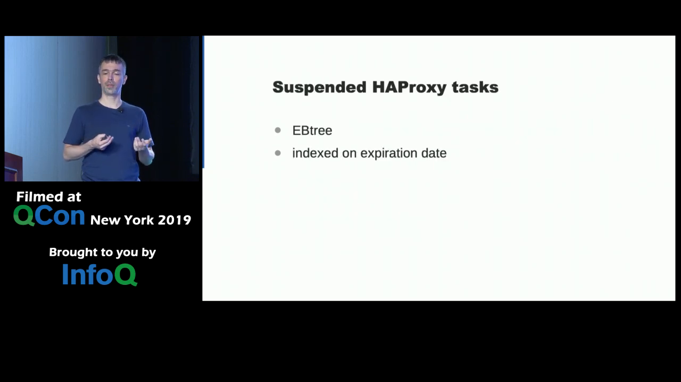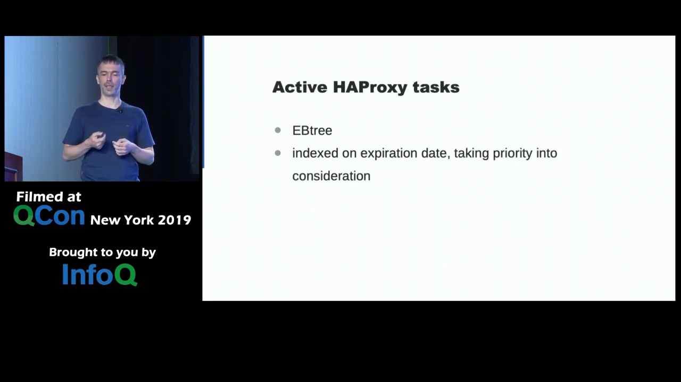And we're going to have a group of suspended tasks. So this is where we're going to have an EBtree, index on the expiration date for those tasks in this tree. And we're going to have a group of active HAProxy tasks. Again, a different EBtree, index on expiration date, but this time we're going to take into account a priority as well, so that we can shift those more important tasks to be plucked out sooner and processed sooner.